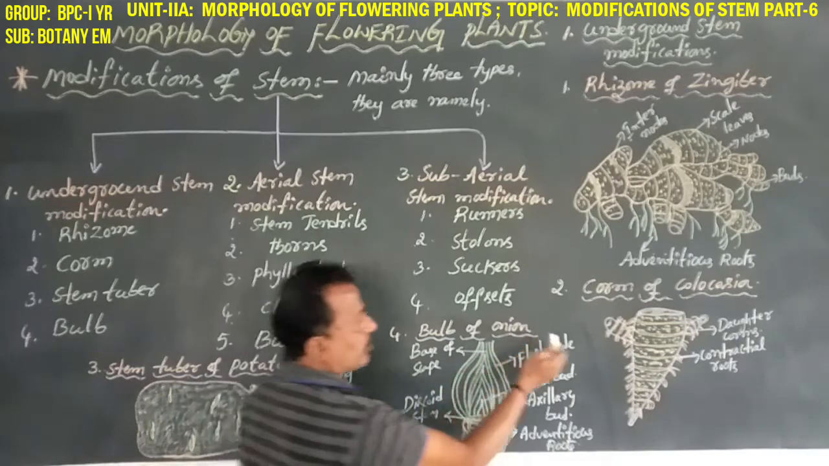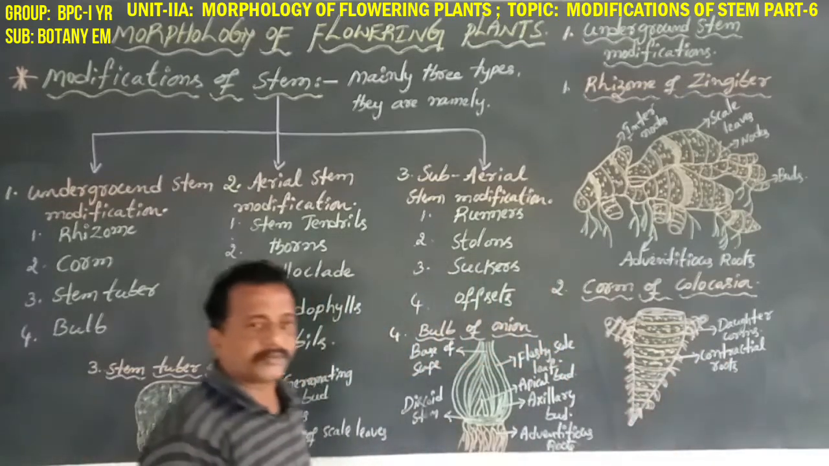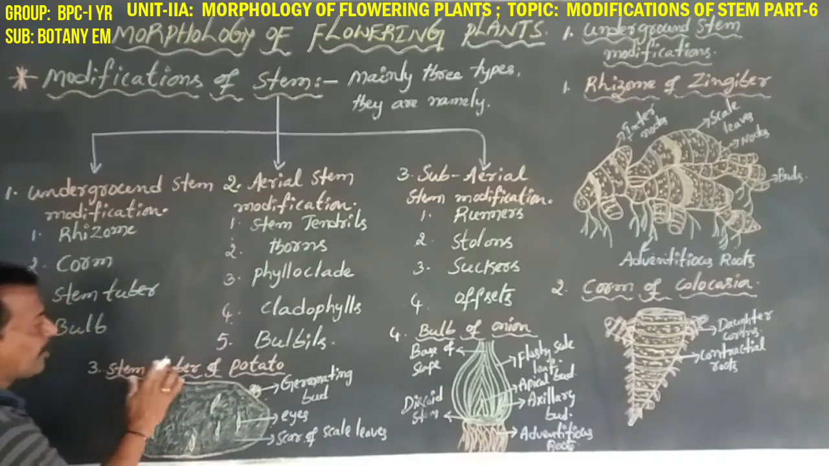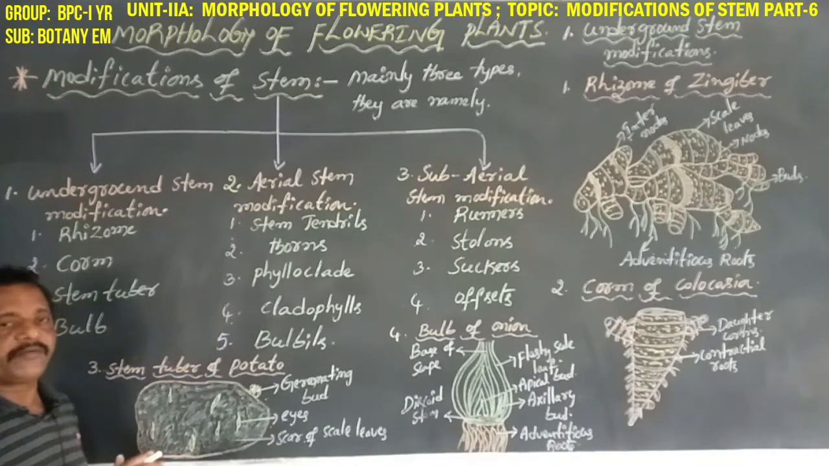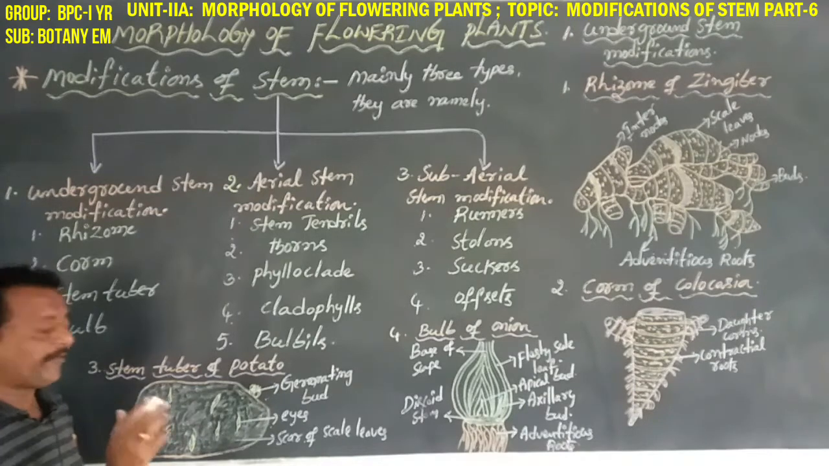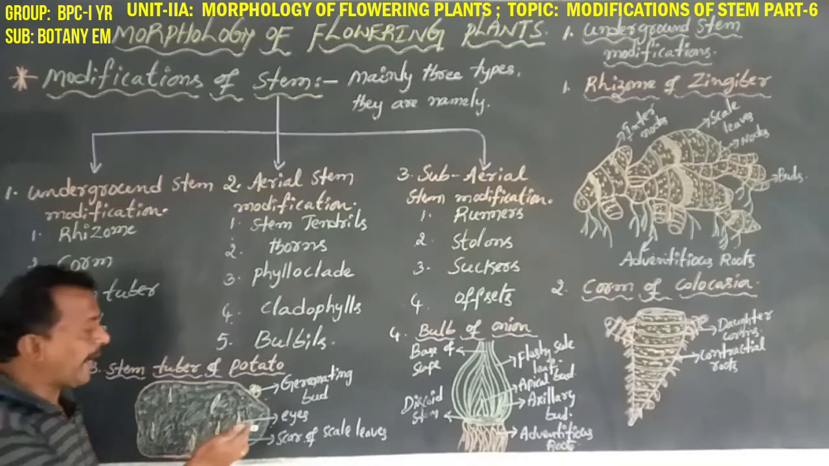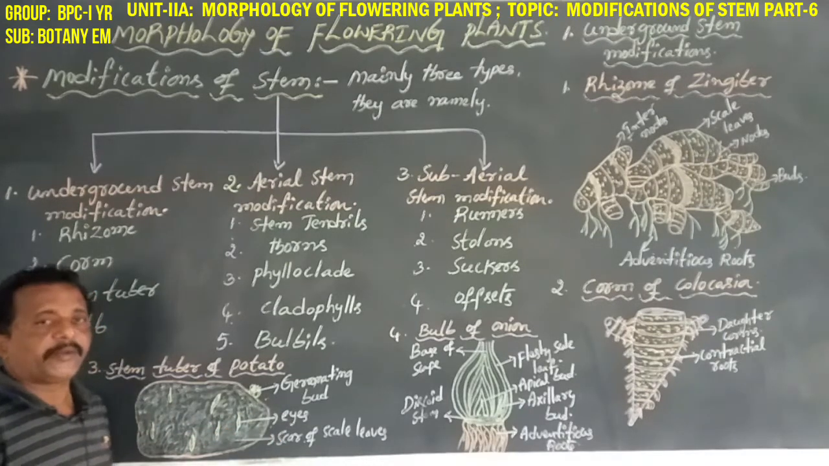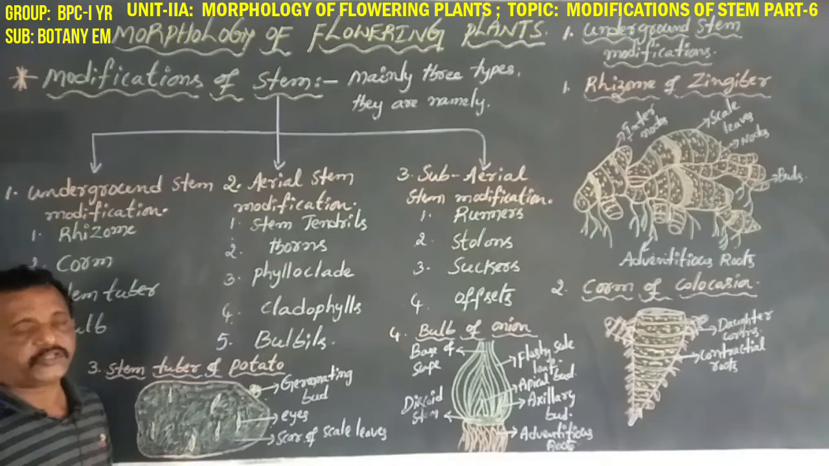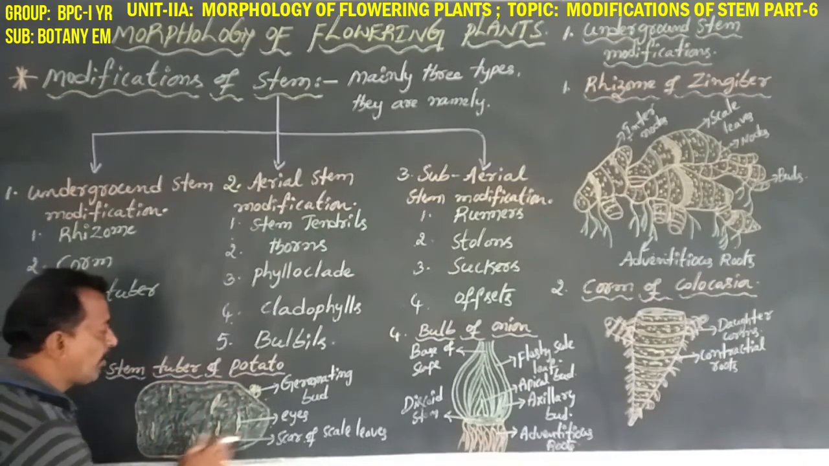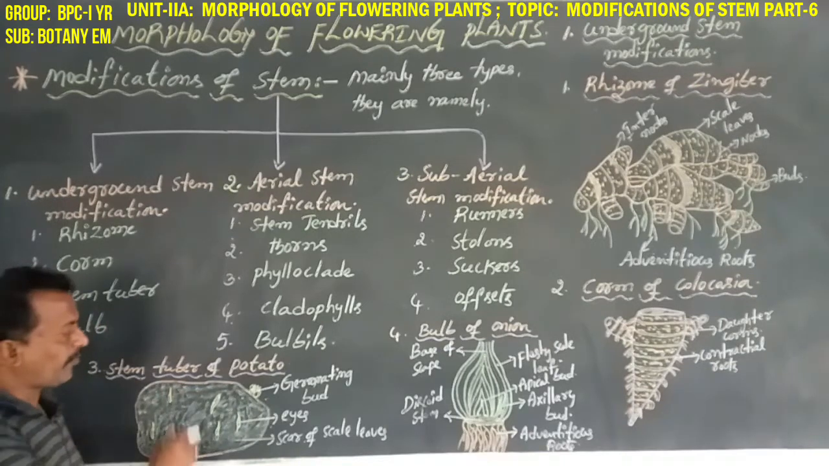Colocasia has adventitious roots, similar to contractile roots. The bulb also contains adventitious roots, but the stem tuber of potato does not have adventitious roots, only many eyes. These eyes help in vegetative propagation. Buds and eyes help in vegetative propagation. This stem tuber also stores food materials.